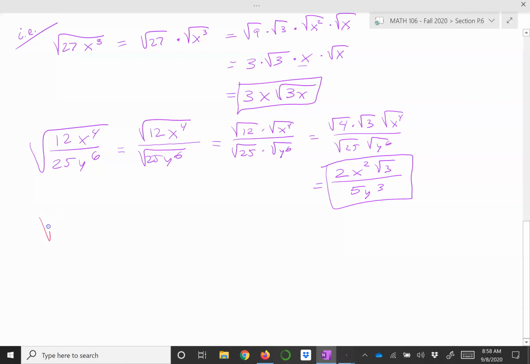Let's just do a simple one. All right, so let's say we have the square root of 72x to the fifth. So first thing I would probably do is separate these two things. Let's worry about the integers by themselves, and then let's worry about the x terms or y terms or whatever you're working with in the problem.